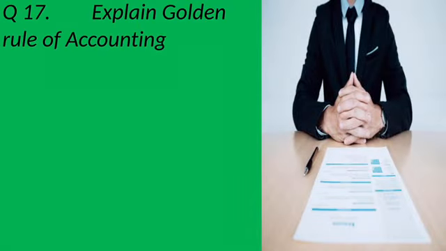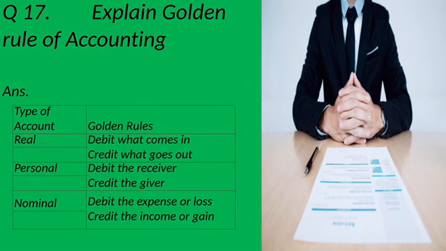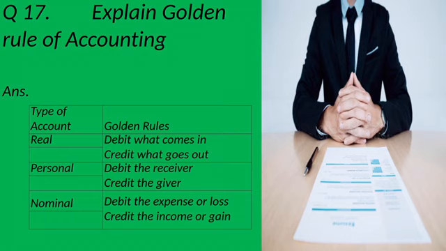Explain the golden rule of accounting. As you know, there are three accounts: real, personal, and nominal. Golden rule of accounting for real account: debit what comes in, credit what goes out. For personal, debit the receiver, credit the giver. For nominal, debit the expense or loss, credit the income or gain.